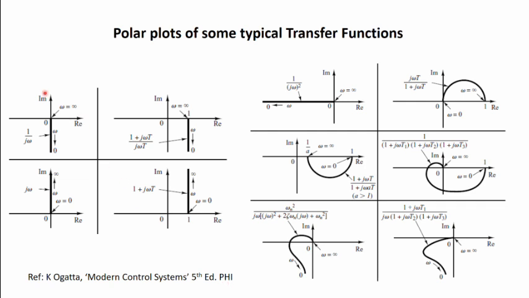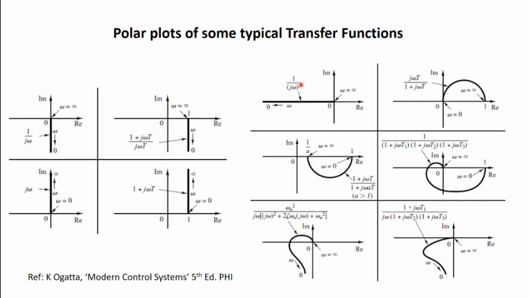We already saw for this particular transfer function, that is the integral term, the nature of the polar plot is like this. For 1 plus j omega T by j omega T, the nature of the polar plot is like this. For the term s or differentiator, that is j omega, the polar plot is like this. For 1 plus j omega T, the polar plot is like this, where it starts from real 1 and approaches parallel to the imaginary axis, towards the positive imaginary axis, towards infinity.